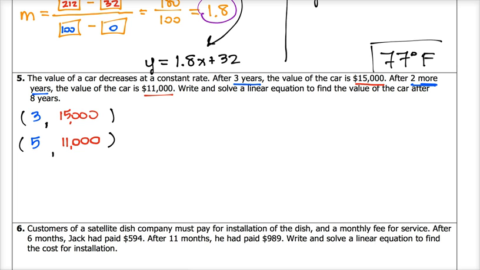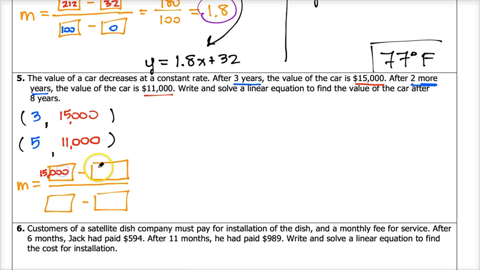Okay, so these are our ordered pairs. We need to find the rate of change first to do this problem. So again, we're going to do the slope formula. Change in our y values divided by the change in our x values. So I can put a 15,000 in for my first y value and 11,000 for my second. And then on the bottom, I would have a 3 minus 5. So on top, 15,000 minus 11,000 is 4,000. On the bottom, 3 minus 5 is a negative 2.